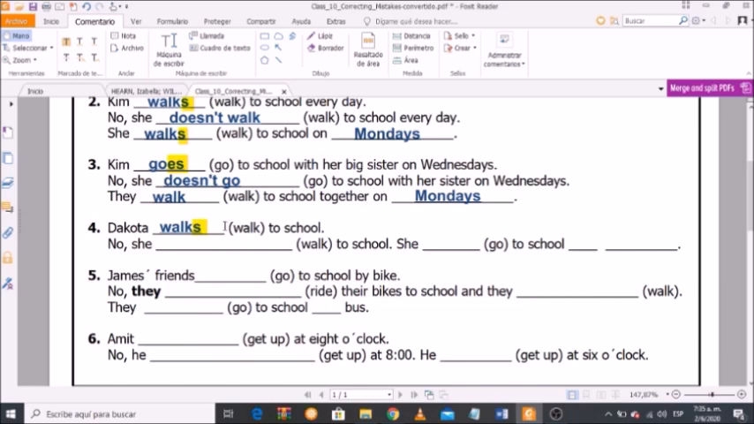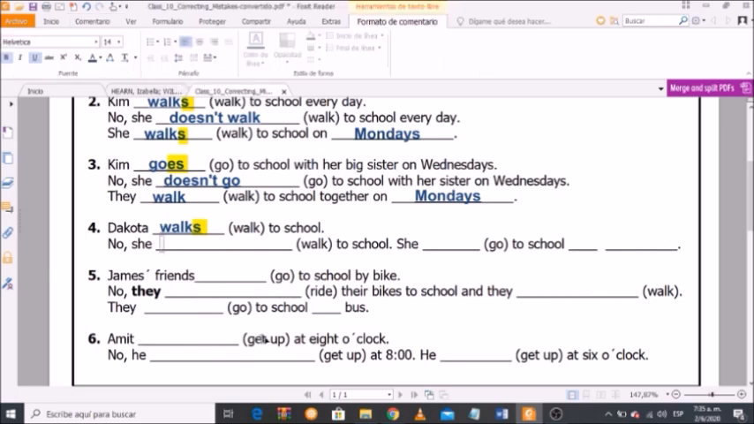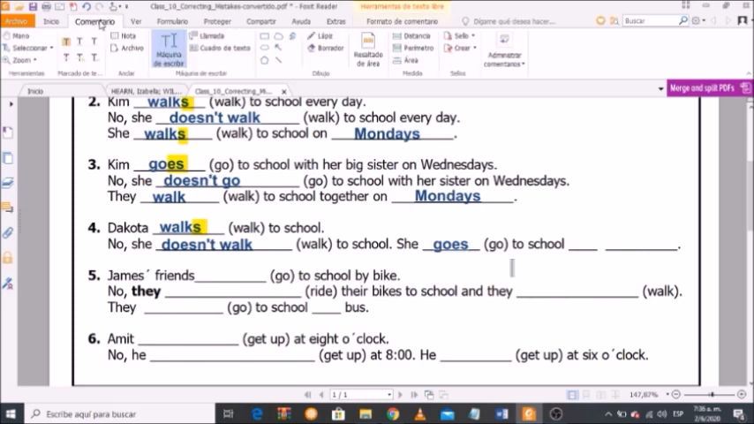So, no, she doesn't. She doesn't walk to school. She... Okay, very good. She goes to school. She goes to school. Recuerden agregar ES here.